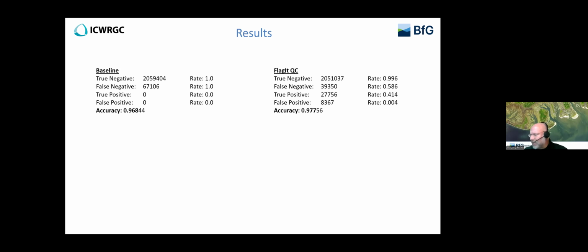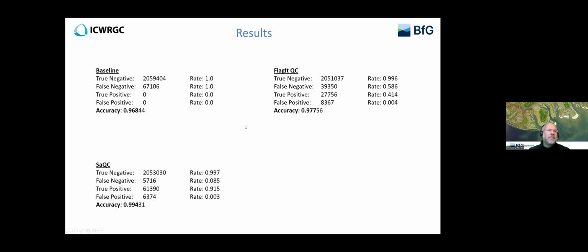And then I computed our own routine, our own flagged code that we are using now at the ISMN. And we can see here that we have, of course, some detections of the anomalies, true positives, but we don't get all the anomalies, and we also have some false positives, so correct values that are now detected as anomalies.